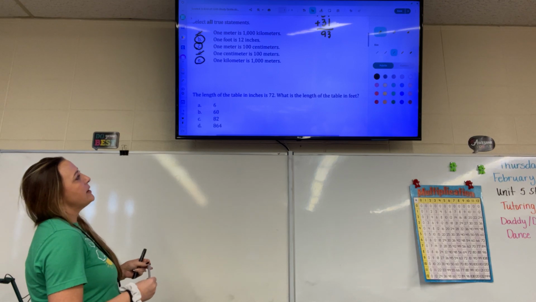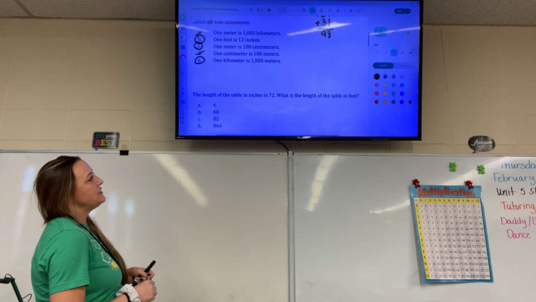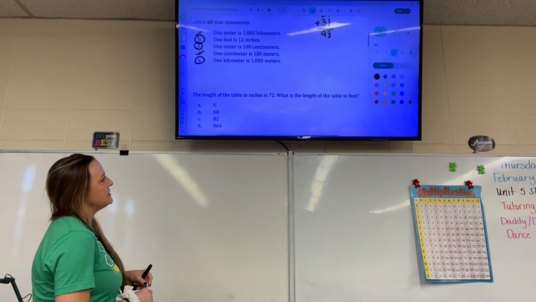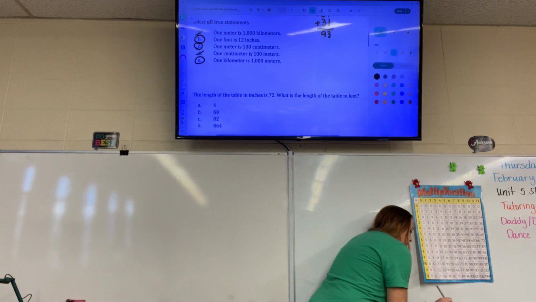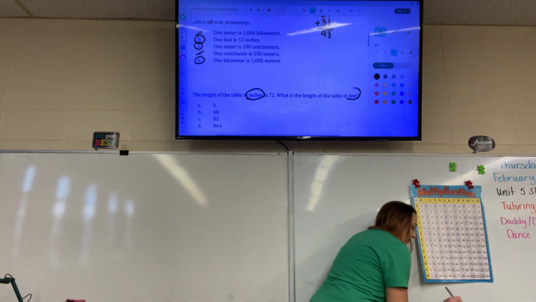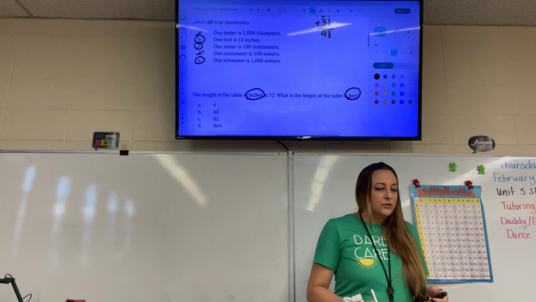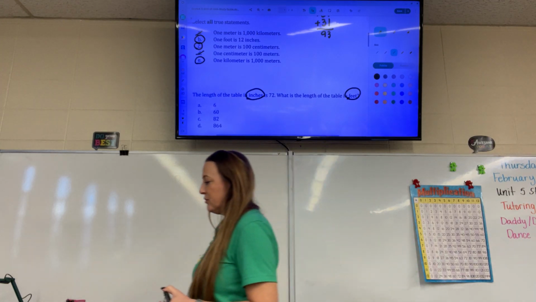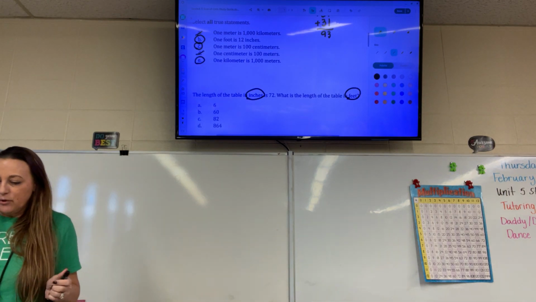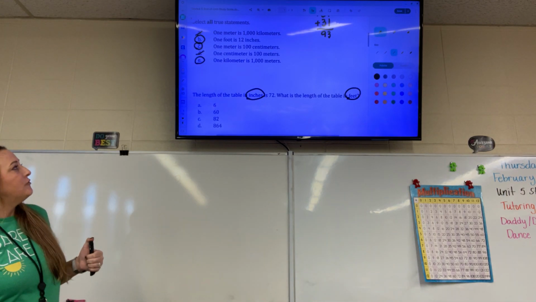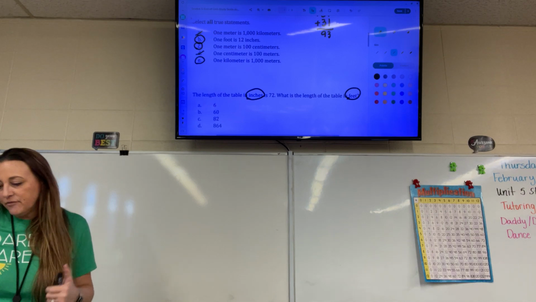The length of the table in inches is 72 inches. What's the length of the table in feet? What I want you to do now is circle the word inches and circle the word feet. Then look at your notebook, which you should have out, and look for inches and feet.